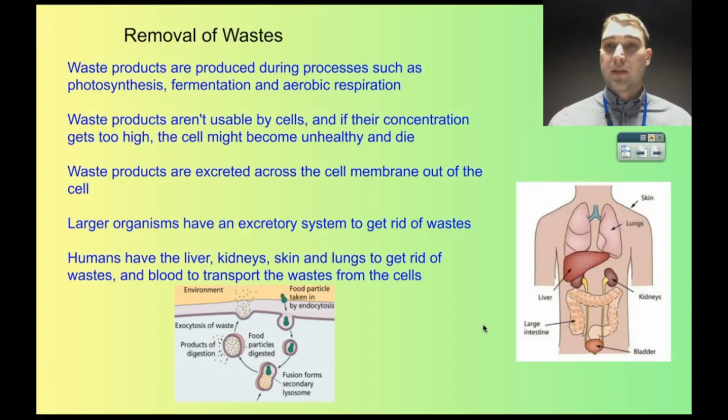So breaking down those compounds produces wastes, and those wastes need to be removed from the organism, or otherwise the cells that make up the organism can get quite unhealthy. So we can get waste products produced from processes like photosynthesis, fermentation, and aerobic respiration. Those waste products can't be used by the cells, especially if they build up in large concentrations. So if that concentration gets too high, then the cells might start dying, and therefore the whole organism might start dying if it's multicellular. Waste products get excreted out of the cell membrane in a variety of ways.